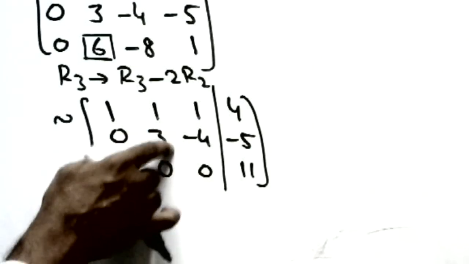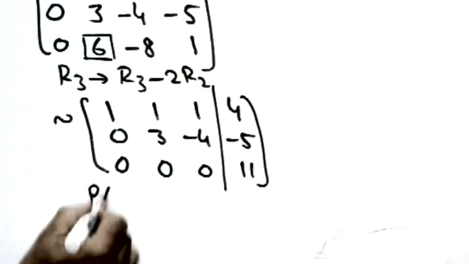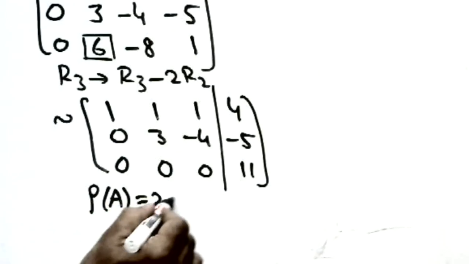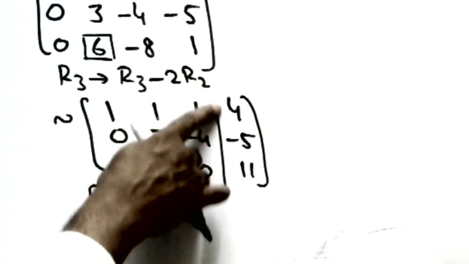Because all these three entries are zeros, the rank of A will be 2. Rank of A equals 2.